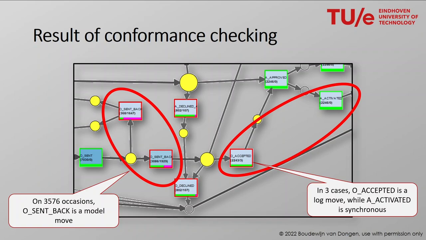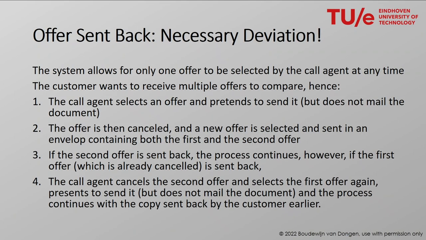So the call agent figured out very quickly how to solve that problem. They select an offer, print it, put it in the envelope, cancel the offer, print out another one, put it in the same envelope, and send it to the customer. And then the customer sends it back. In the best case, it's the last one you printed. In the worst case, it's the first one. So you have to cancel the offer, select the other one that you already printed, print it, throw it away, take the one with the autograph on it, and then send that out for further processing. A clear example of "computer says no."